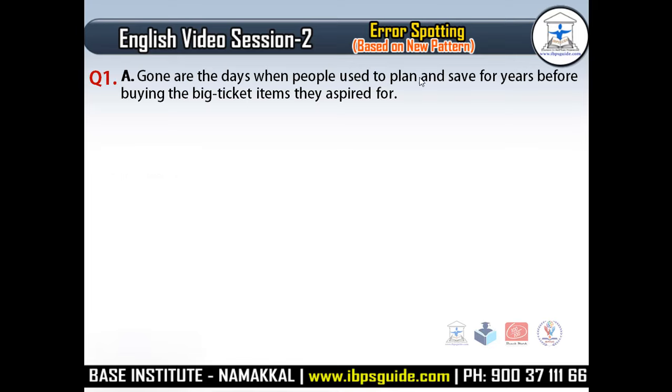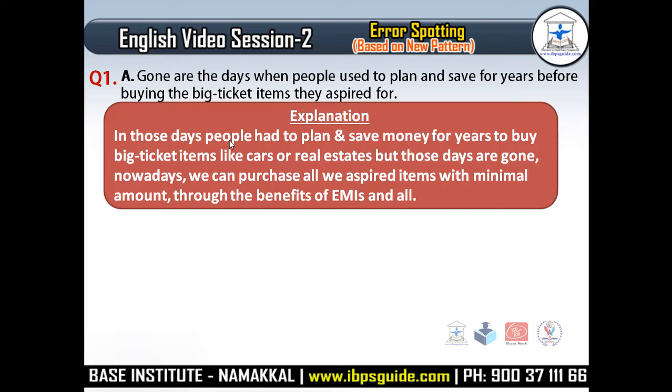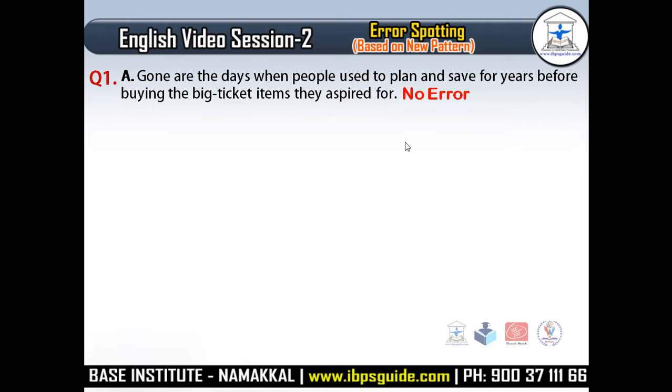First question, first statement. Gone are the days when people used to plan and save for years before buying the big ticket items they aspired for. Which means, in those days, people had to plan and save money for years to buy big ticket items like cars or real estate. But those days are gone. Nowadays, we can purchase all the items we aspired for with a very minimal amount through the benefit of EMIs and all. So, the first statement gives the complete meaning, so there is no error in it.